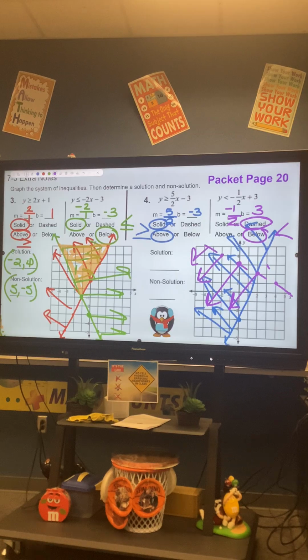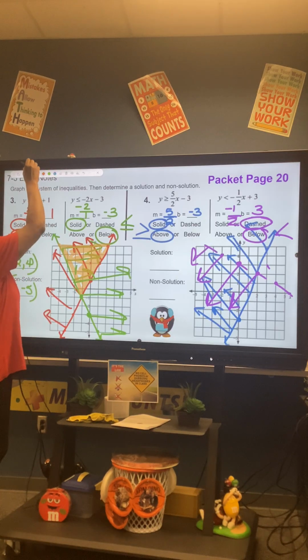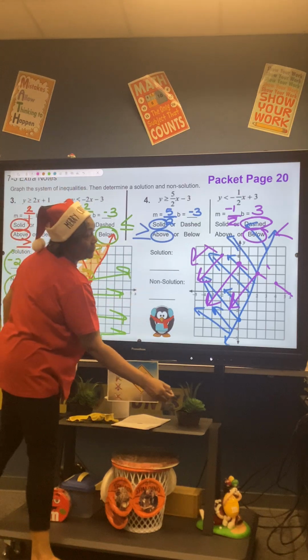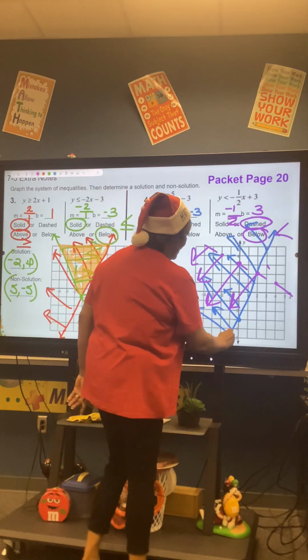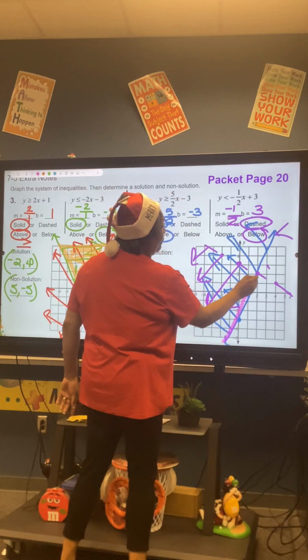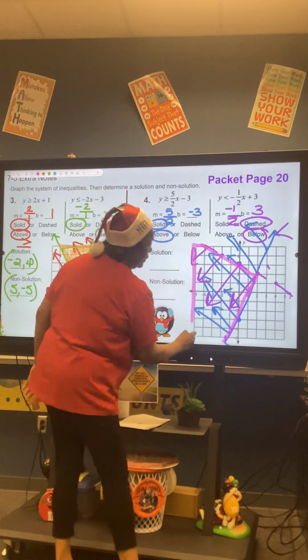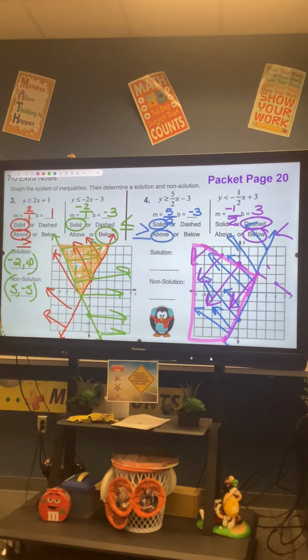Okay. Your double shaded region is where my purple and the blue overlap. All right. So go back to my blue line, which is right about here. Go back to my purple line, which is there. That's my double shaded region. We good?